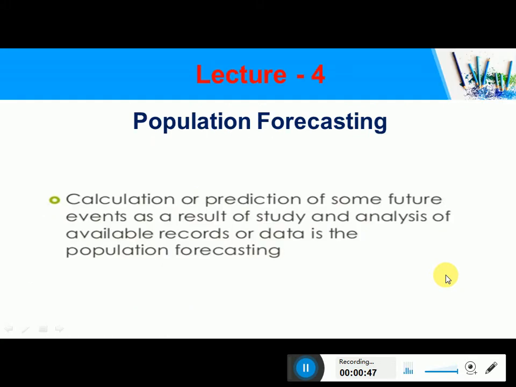So what is actually population forecasting? It is the calculation or prediction of some future events as a result of study and analysis of available records or data. That is called population forecasting. That means, in the previous sessions we have discussed that water supply systems and schemes are usually designed for a future period of usually 3 to 4 decades, or 30 to 40 years. So accordingly we have to design the water supply schemes for a future period of 30 to 40 years.